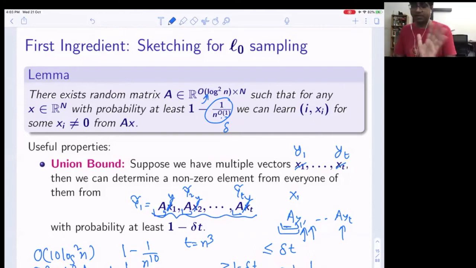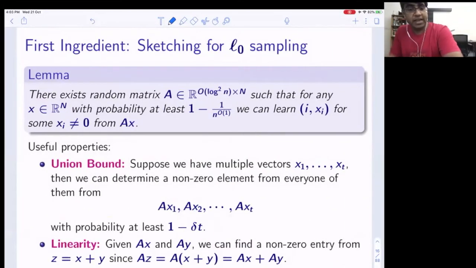Okay, so we will see an example. All I want to tell you is that you can learn several non-zero coordinates using the same matrix, but you have to apply it to different vectors. Okay, and then we can apply the union bound. Okay, good.